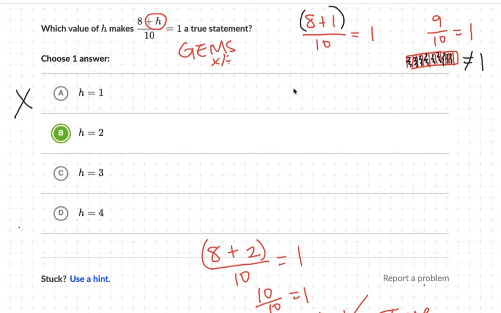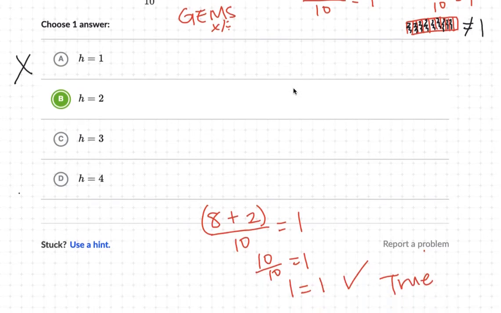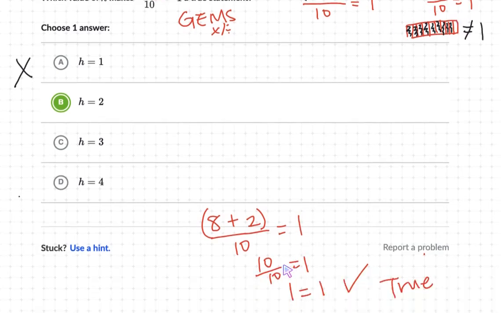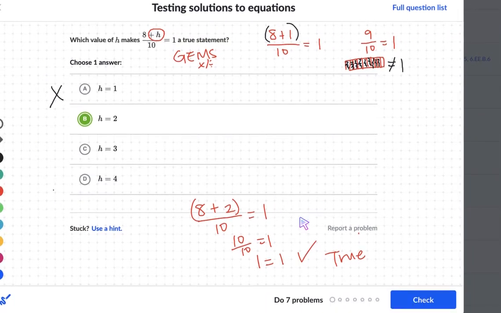And there is only one answer because there's an equal sign. Only one answer is going to make that true. The 1 was too small. The 2 was just right, made a true statement. So putting in 3 and 4 and all that is going to be too big. So it's going to go from smallest to just right to too big. So only 2 would be the correct answer.